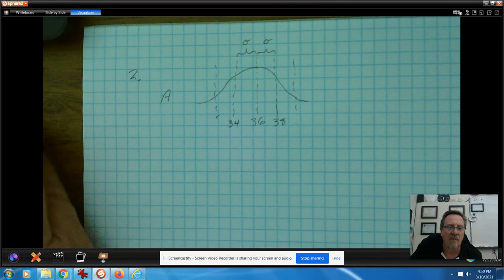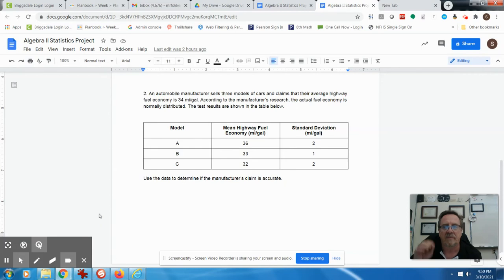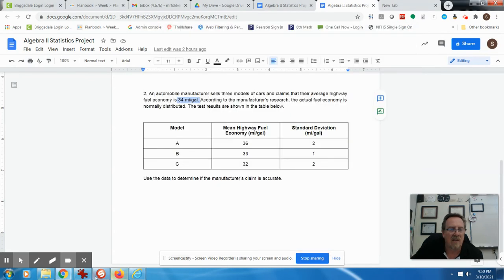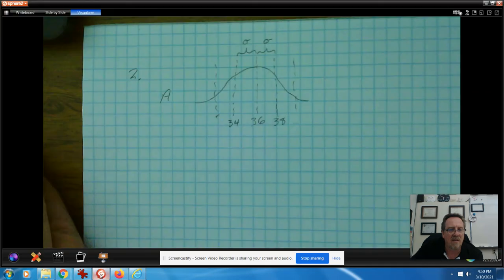So if we look at the problem, we're supposed to try to figure out whether their claim is accurate, right? Because they're claiming that there's an average of 34 miles per gallon, I look at my curve that I just made. That's not the one I made. That's the one that I was showing you. The one I made is there. All right.